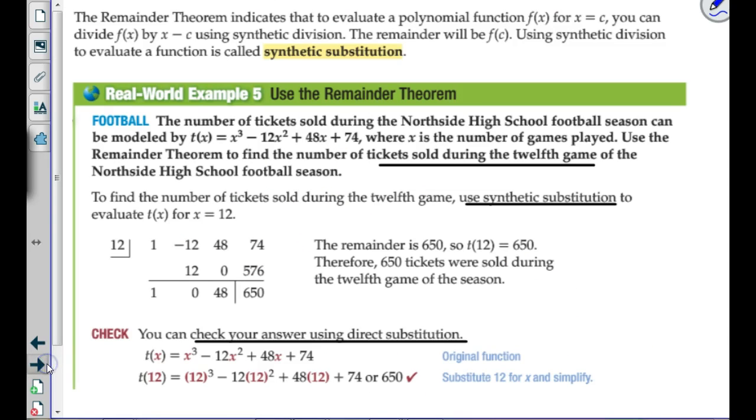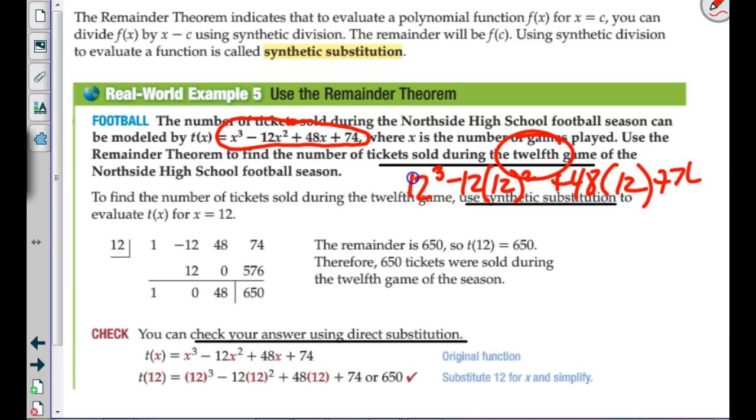All right. The book suggests that if you had this crazy polynomial, it says the number of tickets sold during Northside's high school football season can be modeled by this crazy polynomial, where x is the number of games played. Use the remainder theorem to find the number of tickets sold during the 12th game. Okay, so if we wanted to know tickets sold during the 12th game, we could type 12 cubed minus 12 times 12 squared plus 48 times 12 plus 74.